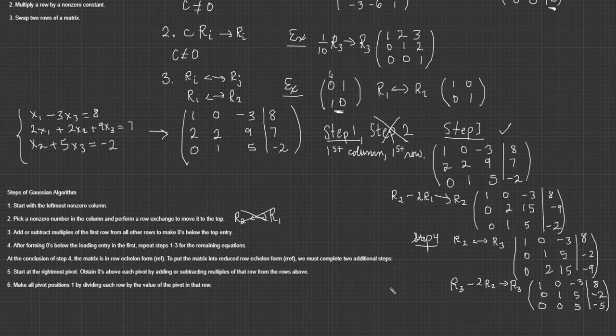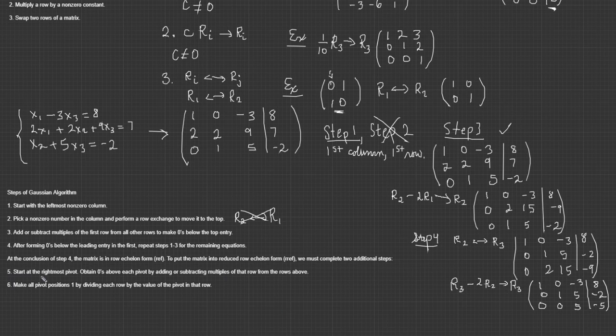Now at this point, after this step, you'll notice that our matrix is in row echelon form, the REF form. But ultimately what we want is reduced row echelon form, the RREF. So in order to do that, we have to complete 2 more steps. And you can see here, we have them listed, steps 5 and 6.